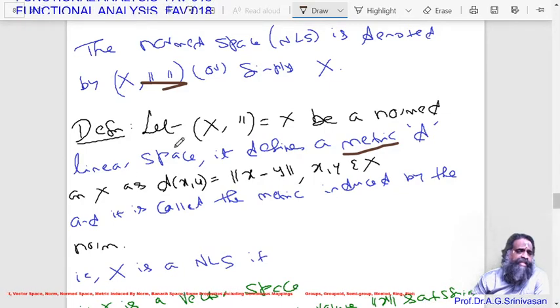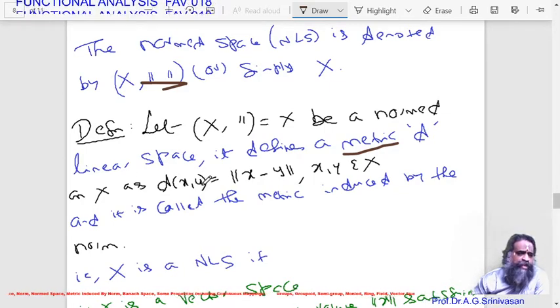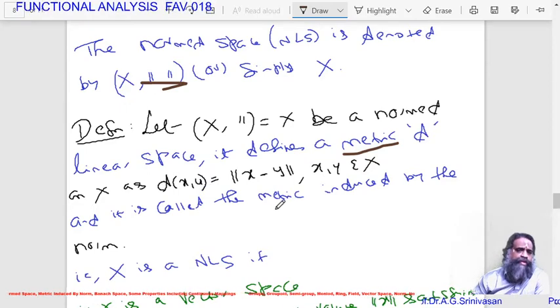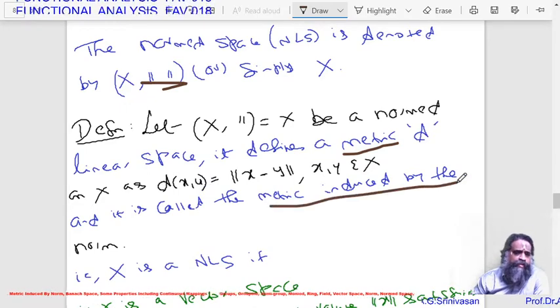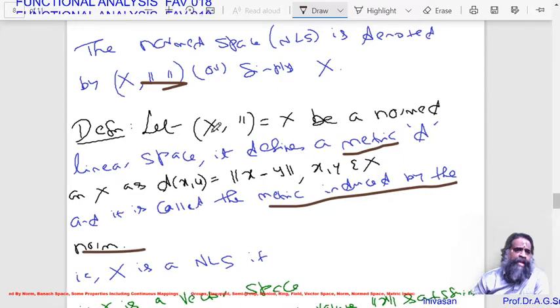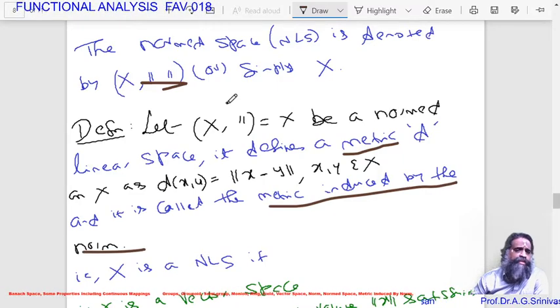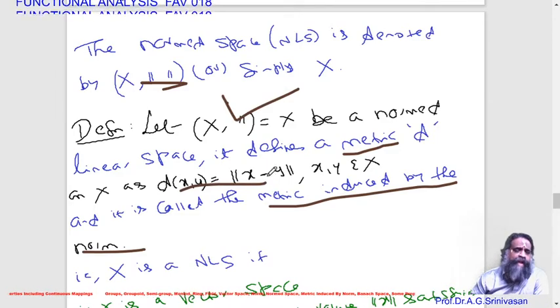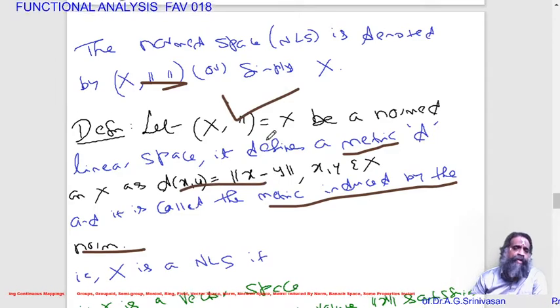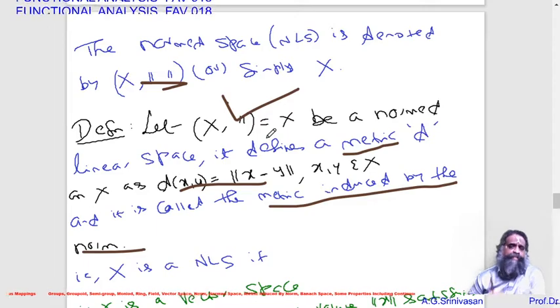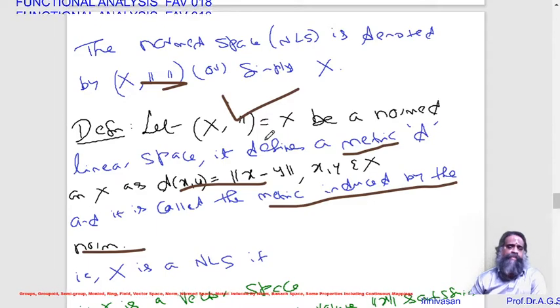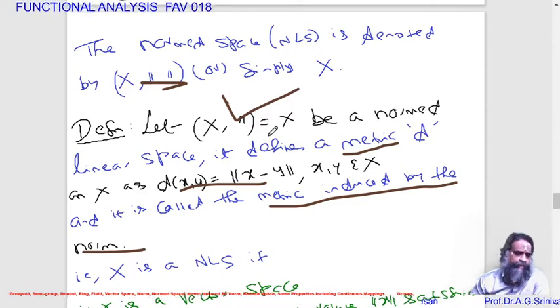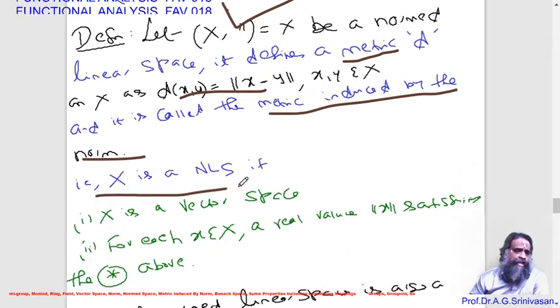And you can easily check that this d gives you a metric, and this metric is called the metric induced by the norm. So we begin with a normed linear space. We define a metric, and we get a normed metric space, or a metric space which is a normed linear space. So X is a normed linear space.